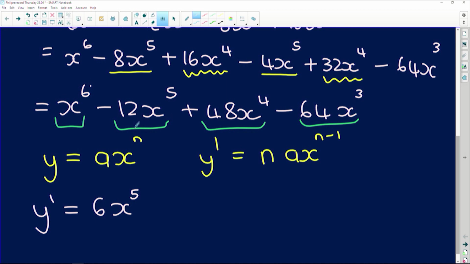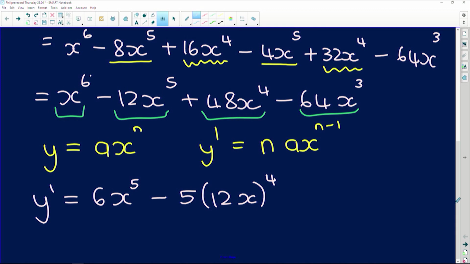Okay, for the second term, we're going to take the 5 to the front, multiplied by the original function, and then subtract 1 from the original exponent. Okay, now for the third term, we do the same thing, take the exponent to the front, multiplied by the original function. Oh, look at me, I'm talking absolute nonsense here, guys. That would have multiplied out to be something completely wrong. Okay, let's do this again.